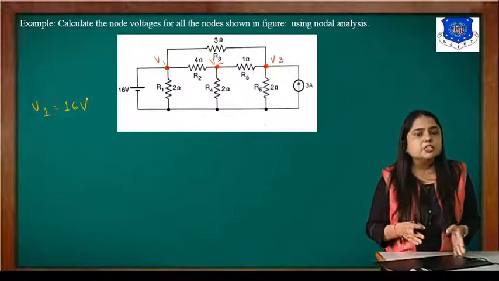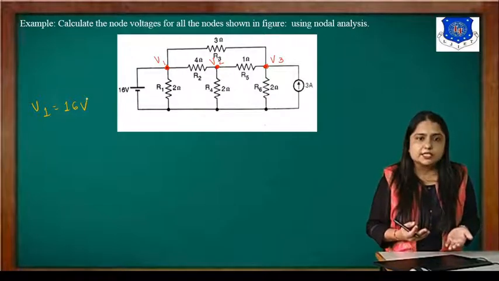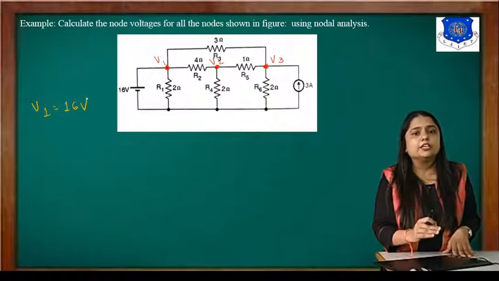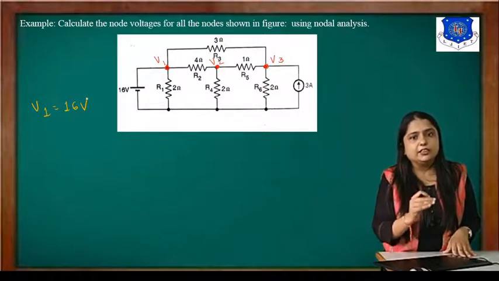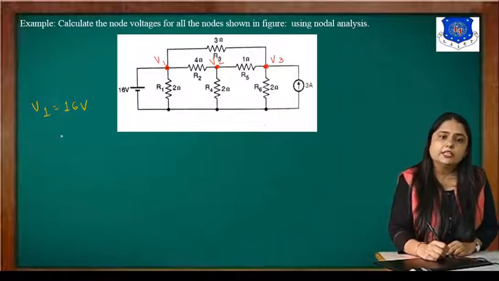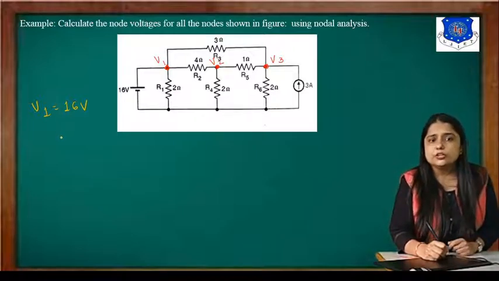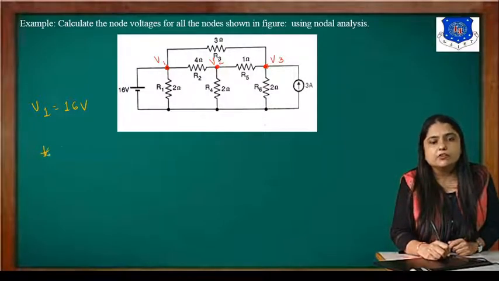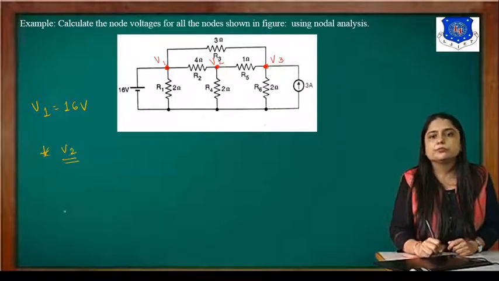So the voltage drop across R1 is 16 volt, and in notation, the voltage drop across R1 is V1. So directly I have written V1 equals 16 volt. So no need to write down the equation for V1. We just write down the equation for the node V2.